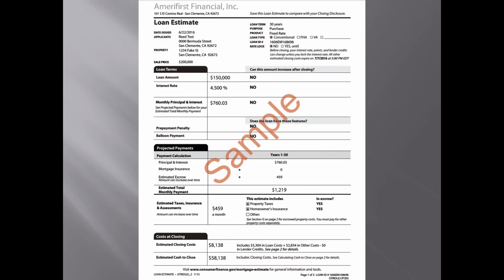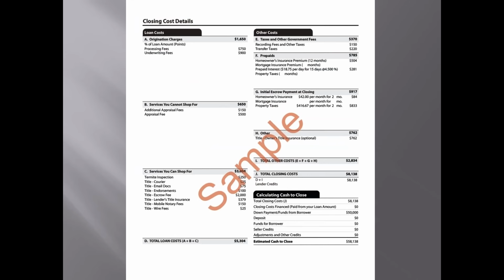Now, moving on to page 2. This is going to show you a breakdown of all closing costs on the transaction, okay? On the left-hand side, origination charges, right? It's going to have lender fees. Below that, you're going to have escrow and title fees that are generated from the fee sheet, remember, that we received from escrow.